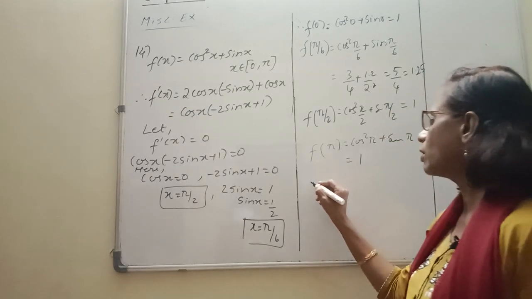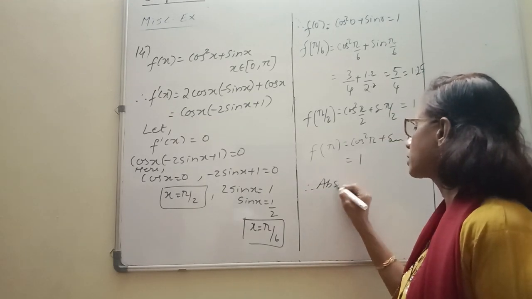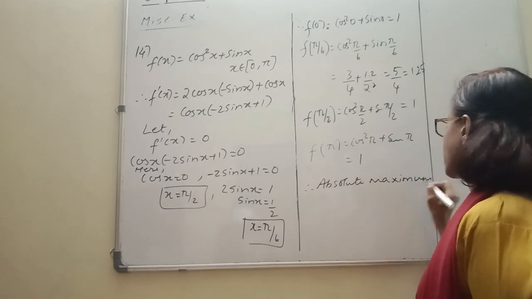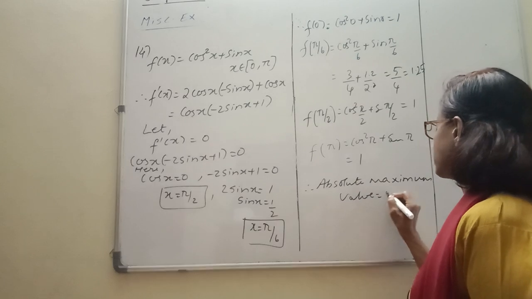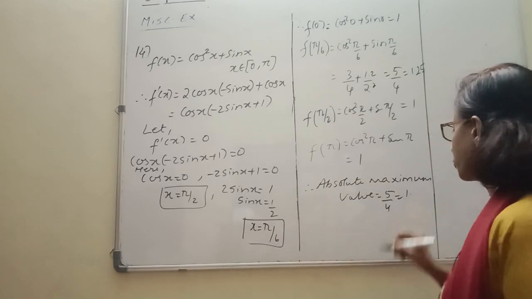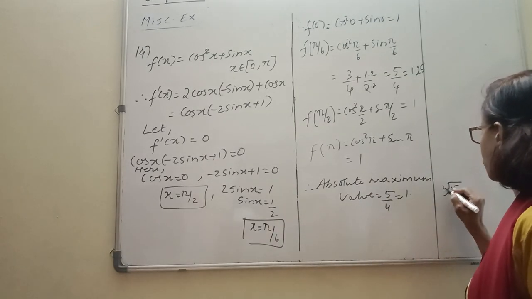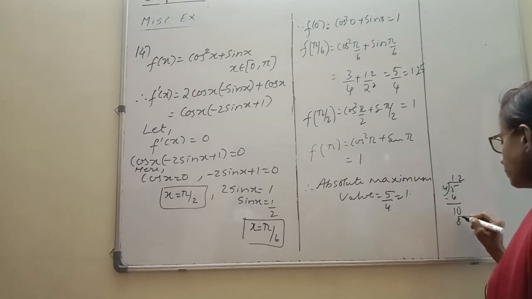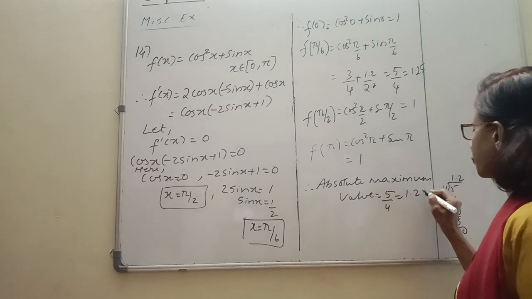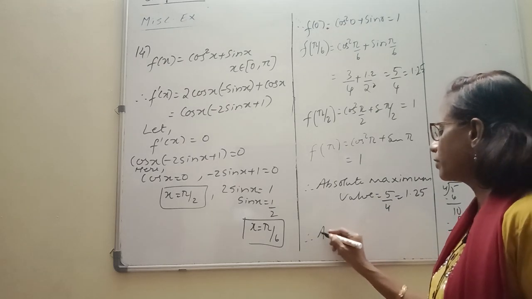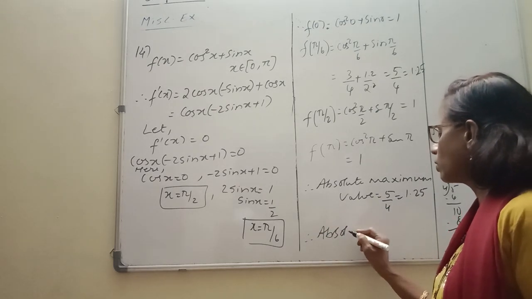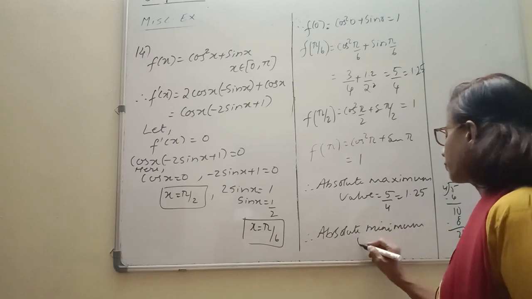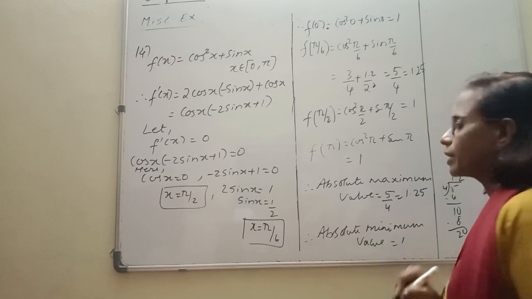That's it. So therefore, the absolute maximum value is 5 over 4, or 1.25. I hope it's correct. Yeah, 1.25. Okay, the absolute minimum value is 1. Absolute minimum value is 1.